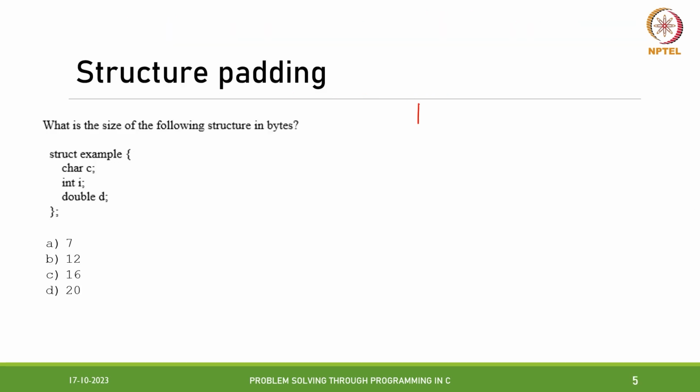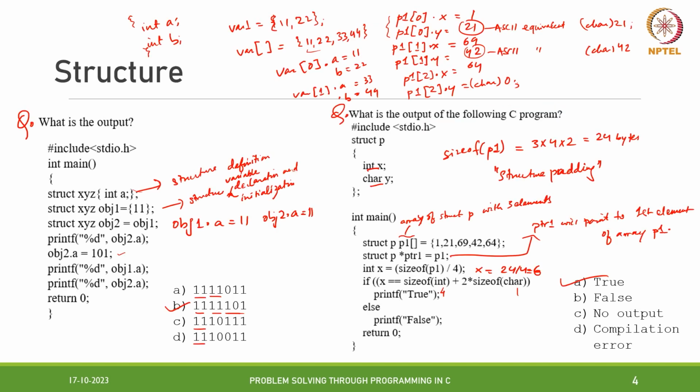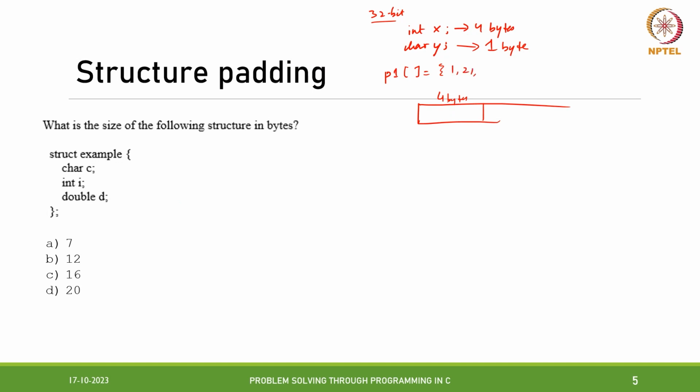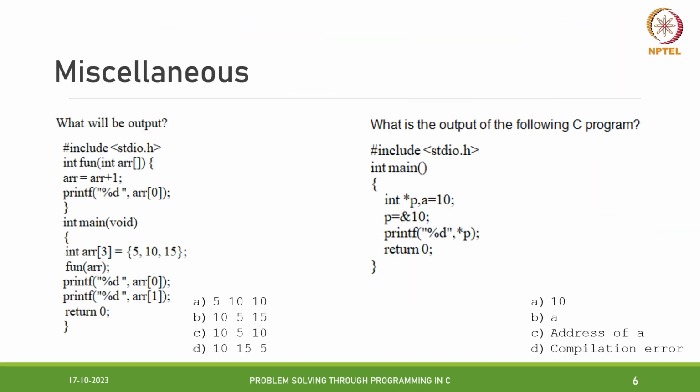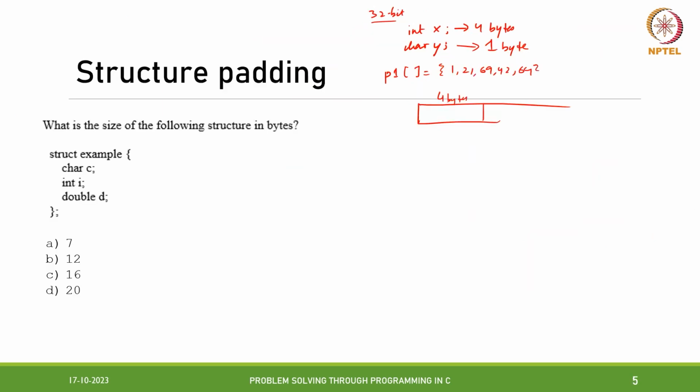Okay, now let's draw this. So this is 4 bytes, which is for int. So the int x occupies 4 bytes. I'm talking about 32-bit systems. Okay, I'm assuming it's a 32-bit system. So int x occupies 4 bytes, and one character will occupy 1 byte. So what happens here when I define this character? What was this? P1, right? P1, and I have 1, 21, 69, 42, 64, right? This is what I have defined.